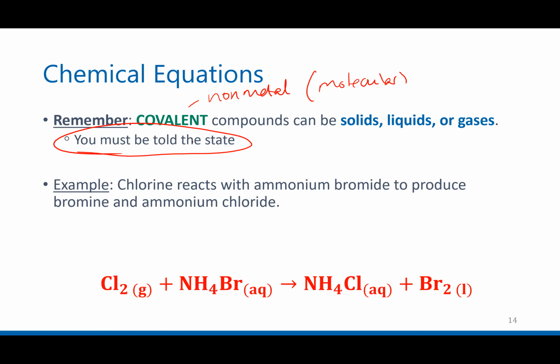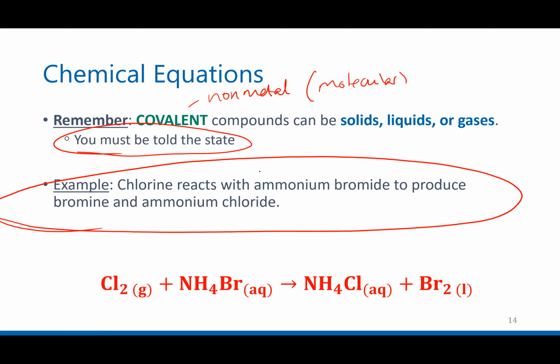Okay, so here's an example on the bottom of this slide. This is a good practice example for a few reasons. This example covers things from chapter 3, chapter 4, and chapter 5. This is a really good question. I'm reading the example: Chlorine reacts with ammonium bromide to produce bromine and ammonium chloride. And then what I would ask you to do is convert the English words to a chemical equation. So how do we do it?